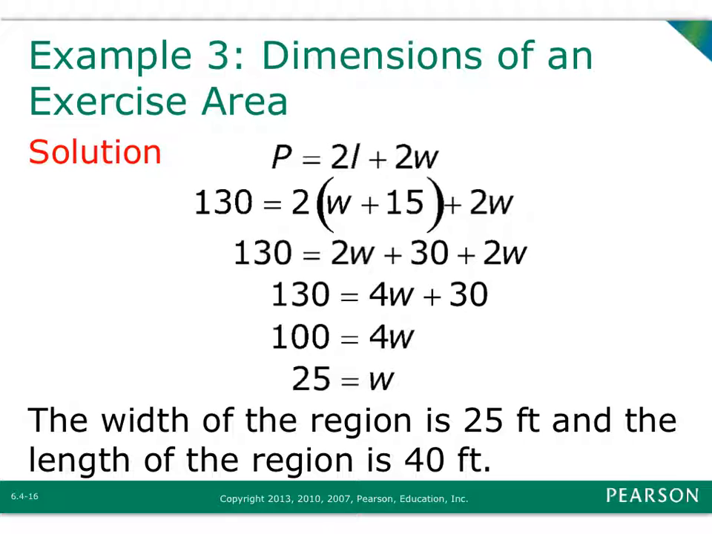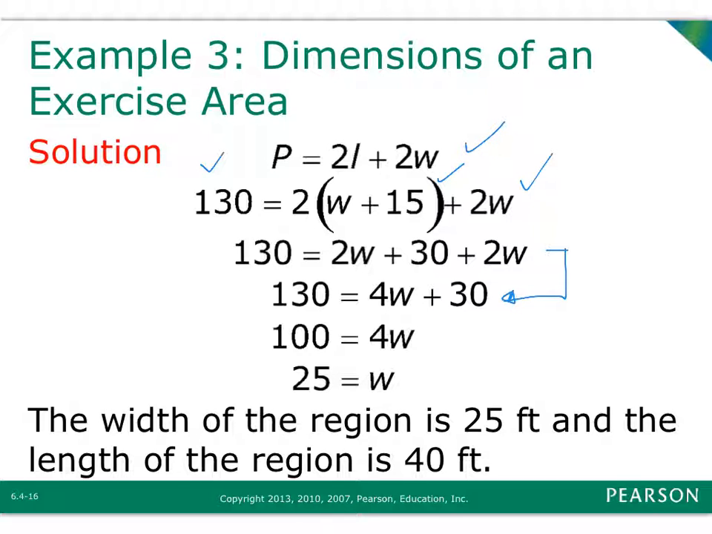Now, we plug in the numbers for our perimeter. So we had 130 is equal to 2 times W plus 15, which is our length, and then we had 2W, right? So now we distribute the 2. We get 130 is equal to 2W plus 30 when we multiply the 2 times 15, plus 2W. Well, now the W's add together. We get 4W. We get 130 is equal to 4W plus 30.